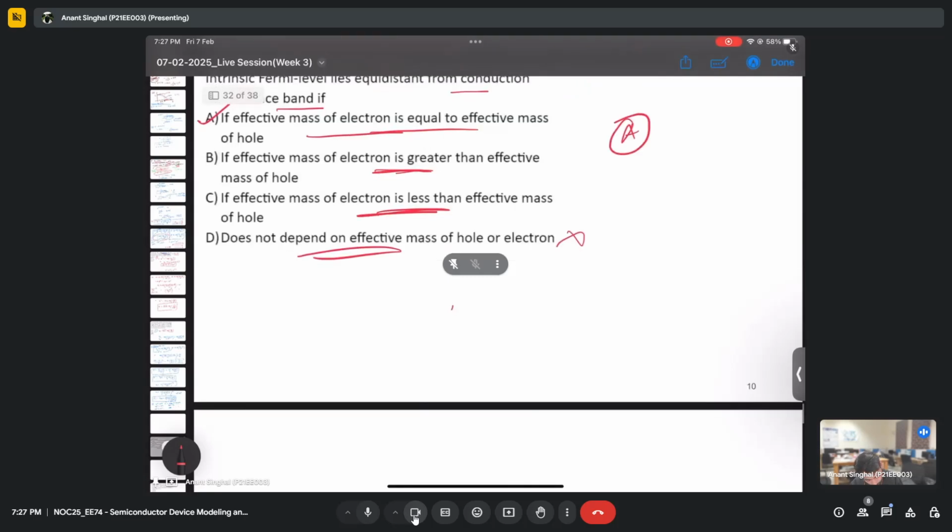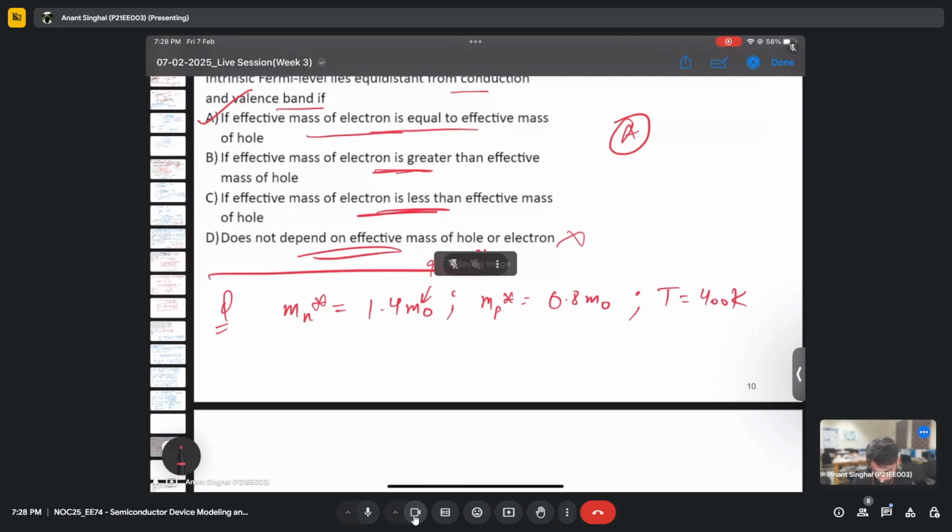Since I've done the derivation, let me give you a very quick question. Please do not take time, this is very easy. Let's say we have a semiconductor in which the effective mass of electron is 1.4 times m naught, where m naught is the free electron mass, 9.1 times 10 to the minus 31. And Mp is 0.8 times m naught. Any doubts here? The temperature, let's say I'm taking 400 Kelvin. What you need to calculate is the position of the intrinsic Fermi level EI with respect to the center.